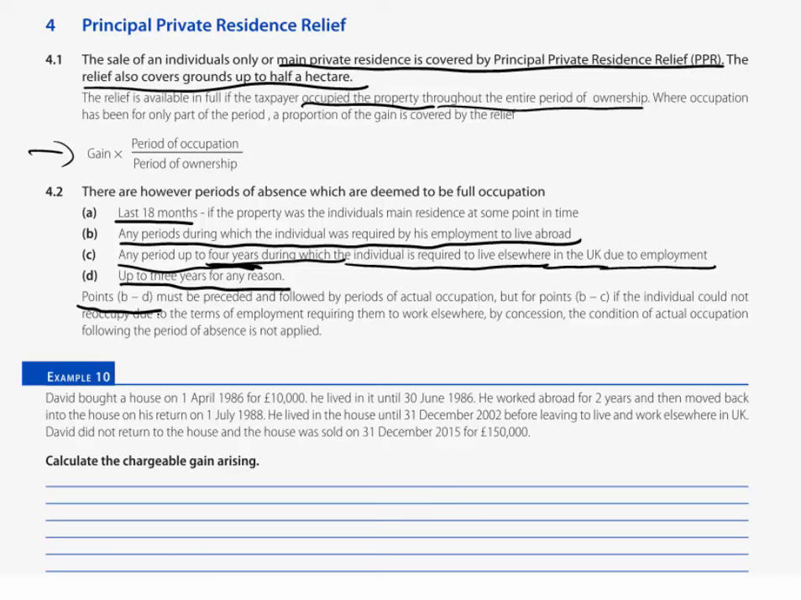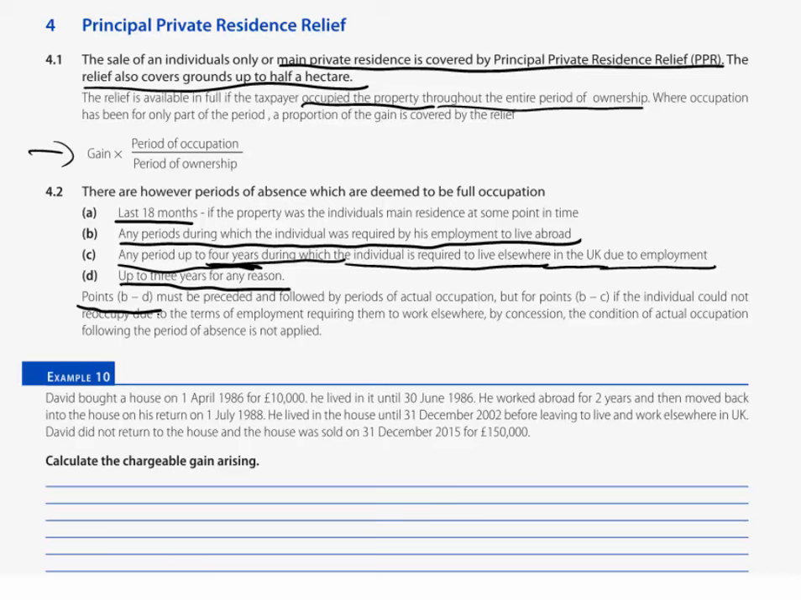But then, for points B to C, these were employment overseas, employment elsewhere in the UK, we have a bit of a let-out. For points B to C, if the individual could not reoccupy due to the terms of employment, so you were still in that employment, which obviously required you to work elsewhere, be it overseas or elsewhere in the UK, then by concession, the condition of actual occupation following the period of absence is not applied.